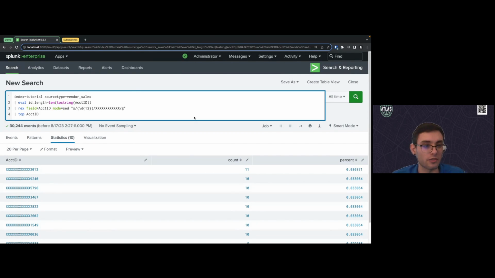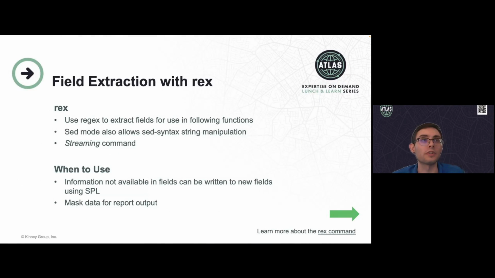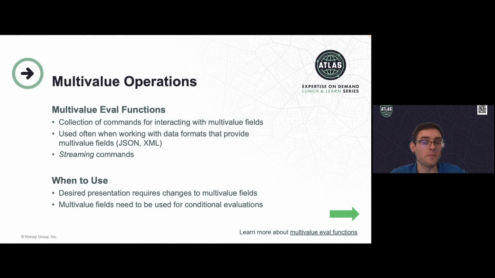So we have looked at a few examples with the rex command, and that is, again, streaming. We're going to look at another streaming command, which is going to be a set of multi-value eval functions. And so again, if you're to have a bookmark for search documentation, multi-value eval functions are a great one to have, because when you encounter these, it really takes some time to figure out how to actually operate on data.